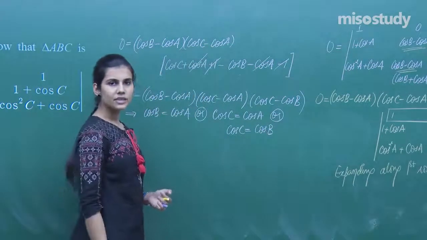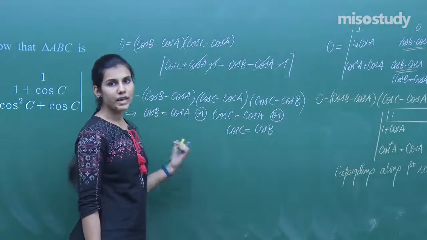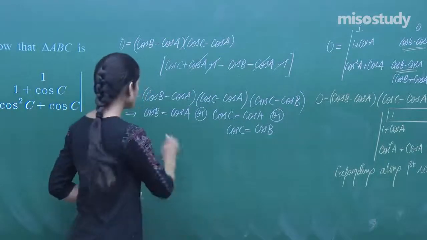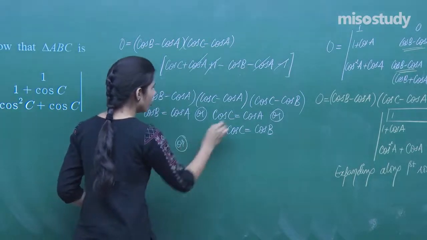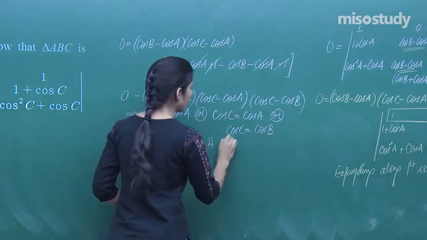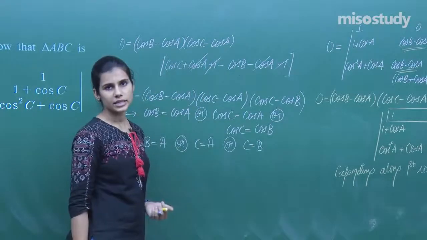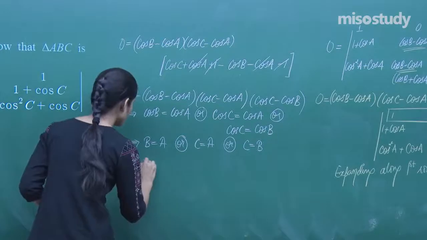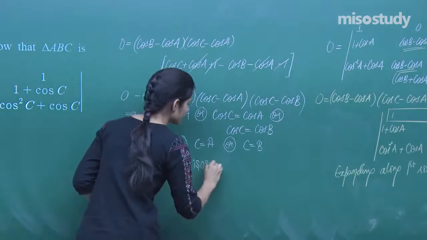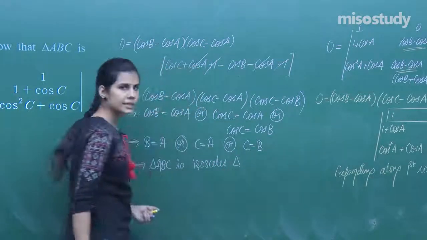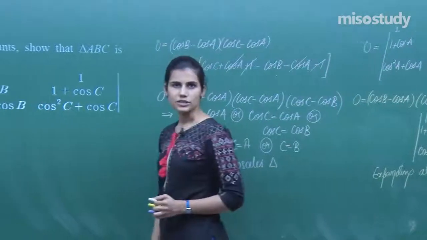Now A, B, C are angles in a triangle, so they are going to measure from 0 to 180. And in the interval 0 to pi, the cosine function is a one-one function. So if cos B equals cos A, this implies B is equal to A, or C is equal to A, or C is equal to B. And in a triangle, if any two angles are equal, it is an isosceles triangle, which implies triangle ABC is isosceles. Is it clear? That's how you prove the triangle is isosceles.